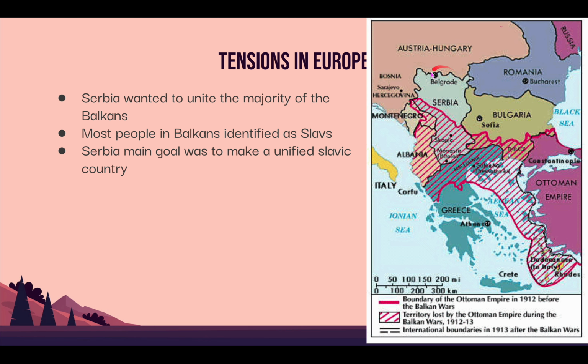So Serbia, which is this country right here, wanted to unite the majority of the Balkans together. Most of the people in the Balkans identified as Slavs. So they had a very common culture, religion, and language. Serbia's main goal was to make a unified Slavic country out of all these little countries.